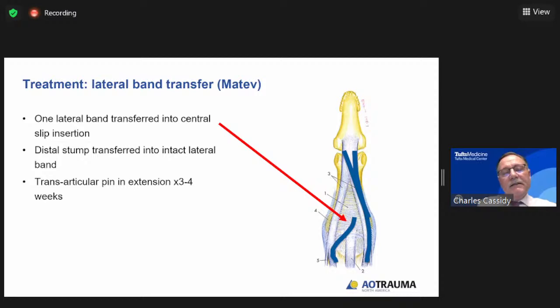So there is the option of a lateral band transfer that was described by Matev, and there are several variations. Here's the illustration. You take one lateral band, transect it, and then insert it into the stump of the central slip, and then take the other end and attach it to the other lateral band. And you pin the joint in full extension for 3 to 4 weeks. I've tried it. I don't really like it.